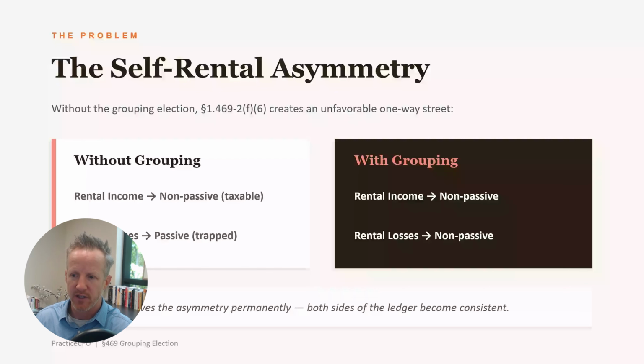Of buying your building, you tell your CPA, I want you to group my building LLC with my S Corp, so it's treated as one economic unit. And this resolves that asymmetry permanently. Both sides of the ledger now become consistent. And you cannot go back on that unless the rules allowing the grouping break.